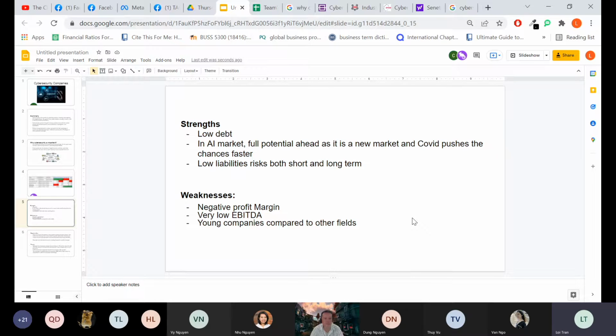The strengths of this cybersecurity industry are that we can have low debt, and in the AI market there is full potential ahead as it is a new market and COVID pushed the change faster, and low liability risk both short and long term. About the weaknesses, we have negative profit margin, very low EBITDA, and young companies compared to other fields.